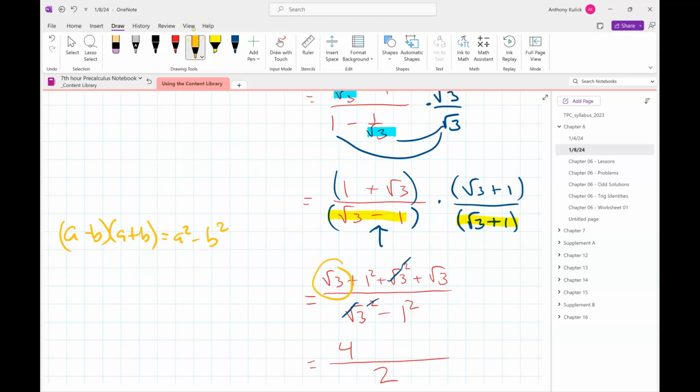And then I have 1 root 3 plus another root 3. How many total root 3s do I have then? 2 root 3s, right? I took 1 root 3 and added another root 3 to it. That gives me 2 total root 3s. So I write that as 2 root 3.